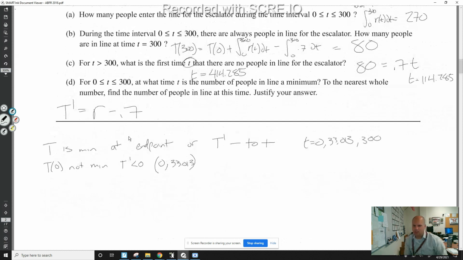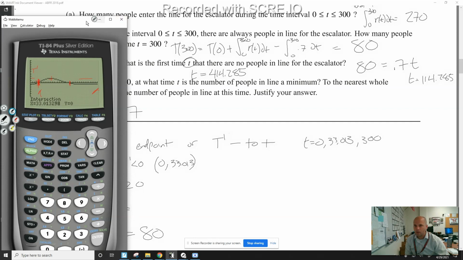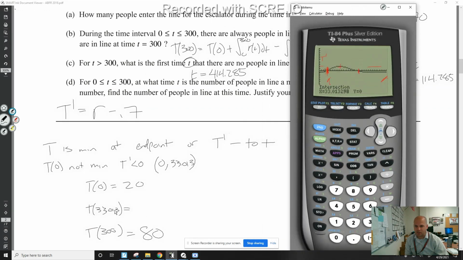Usually what they like to do is say, here are my candidates. Then you say T of 0 is this, T of 33.013 is this. They probably even include the other one, which I know is not going to be the min, and then T of 300, which is a possibility. We know what this is. This is 80. So we've just got to find this and compare it to the other ones. I know this one's going to win.